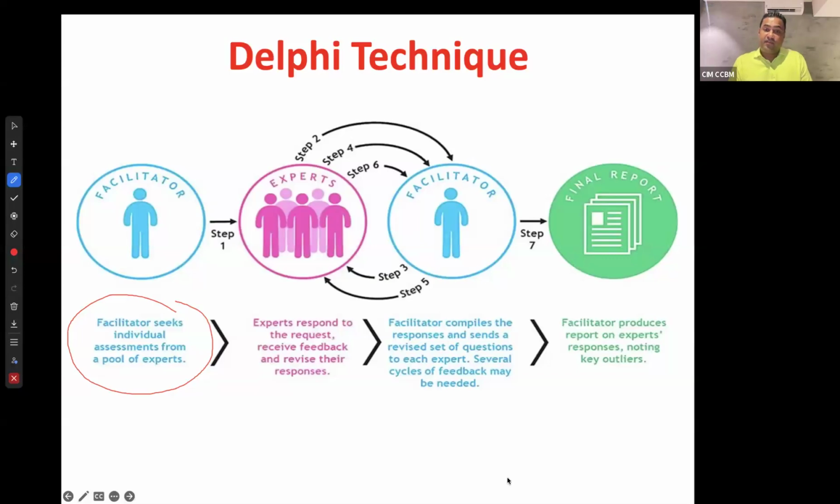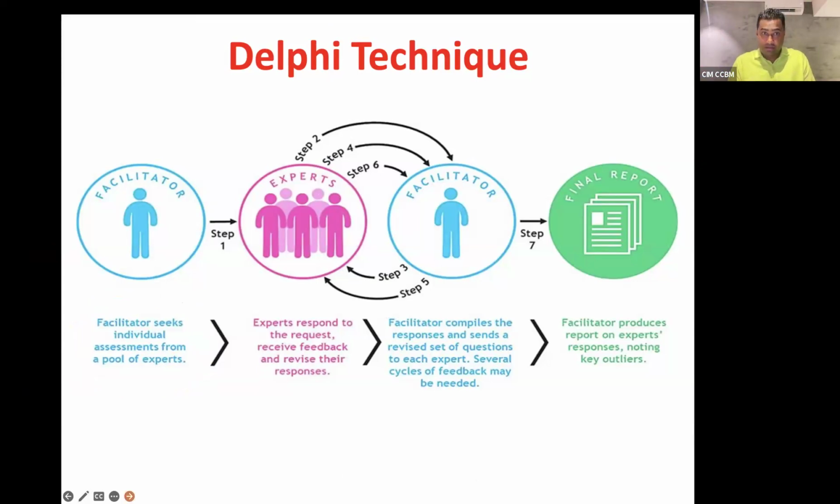Several cycles of the feedback, as you can see, 4, 5, 6 will continue. And now you have got 3 rounds of collective information from 10 experts that they all buy into. And now you prepare the final report. Facilitator produces the report on experts' responses, noting key outlines. This is called the Delphi technique, used mainly in highly complex industries where the research needs to be fairly accurate.